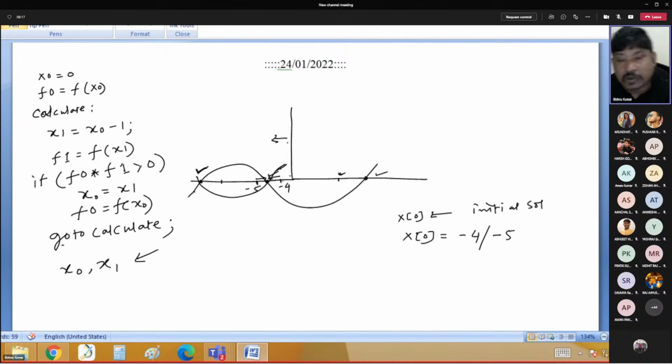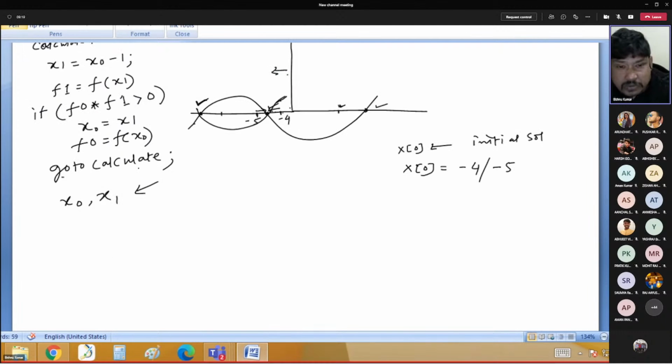Yes, sir. Okay. After that, among them any 2 points. Suppose you just consider x0. The Newton-Raphson method is an iteration method. Step-by-step solutions are updated in every iteration, and you store those values, suppose, in an array. So the initial value you just store in an array, suppose x0. Among them any two you may consider as the initial solution. Okay.